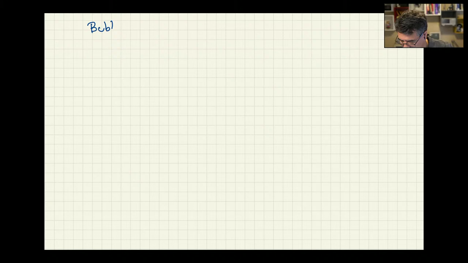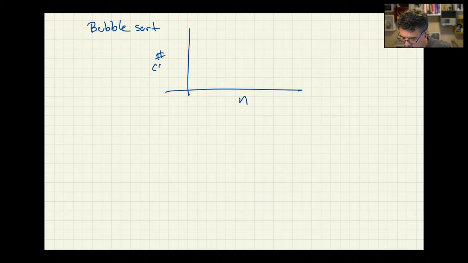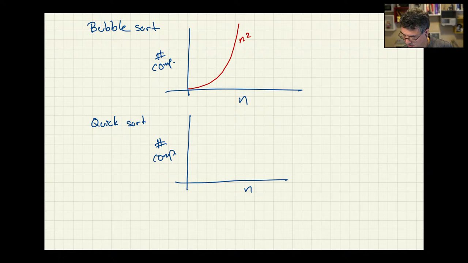With bubble sort, if you have here, this is the number of elements, and this is the number of comparisons. It looks like it's a parabola, right? Yeah. This one here still slopes upward, but at a much less steep slope.